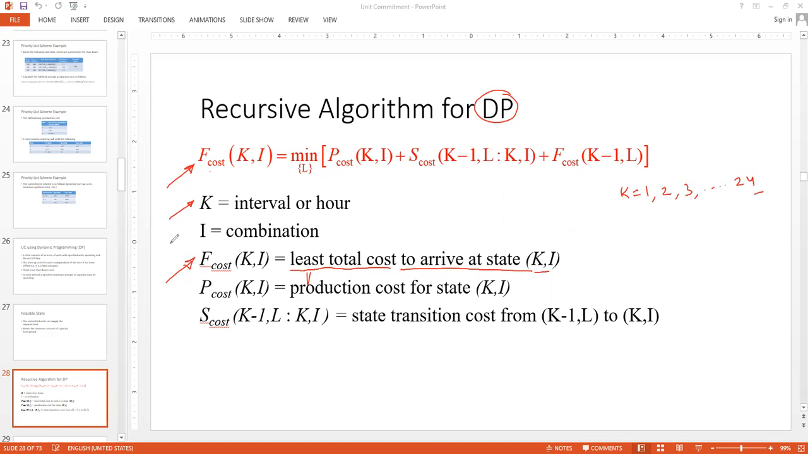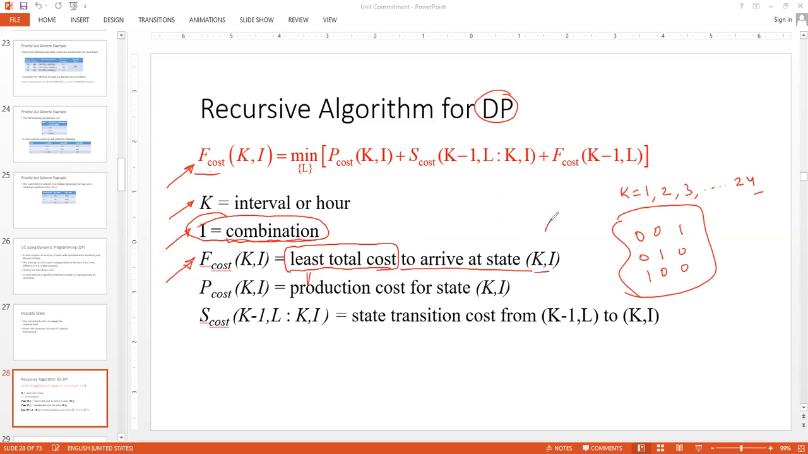I is basically the state, the combination of units, like 001, 0101, 00, whatever. That is basically one of the I's. So the F cost basically will be calculated as the minimum cost to reach a certain hour or a certain interval with a certain combination or with a certain state. We'll see how we are going to calculate this F cost.